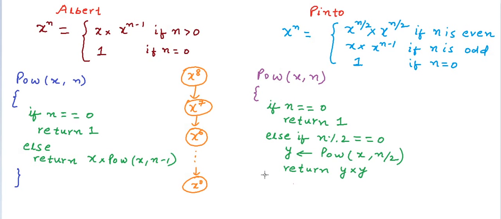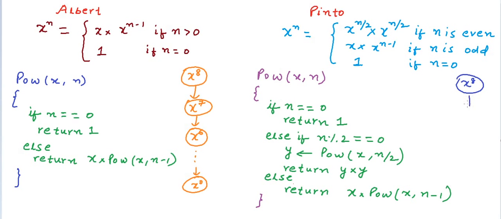And finally, if n is odd, which will be our final condition, then we simply return x into x to the power n minus 1. And this also works fine for all n greater than or equal to 0. So now when we want to calculate x to the power 8, then we make a call to x to the power 4. So instead of reducing this to x to the power 7, we reduce the problem to calculate x to the power 4.